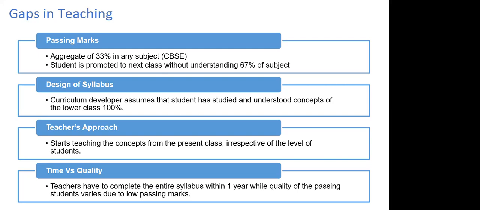And then we have time, which is fixed. Every academic year, the number of classes and number of hours of study is fixed. Now that amount of time may not be sufficient for someone who is weak, and may be more than required for someone who is very, very sharp. So what is actually fixed is the time, not the quality. The students coming out of the class will vary in level, however the time is fixed for each and every student. So we find these are the gap areas in teaching.